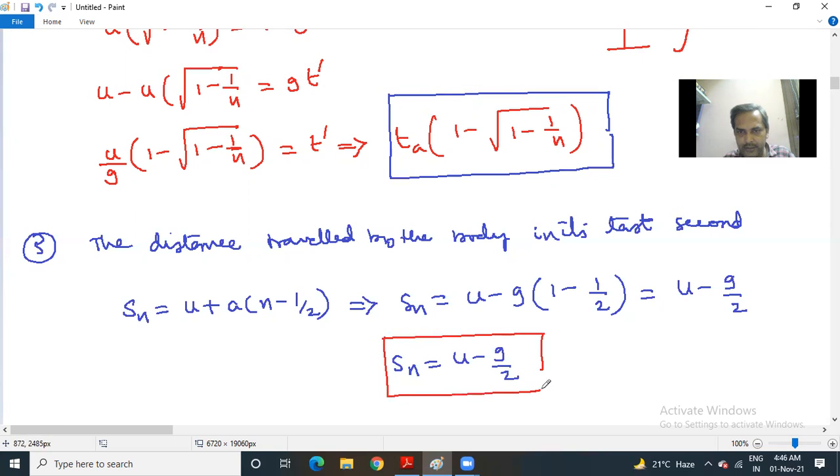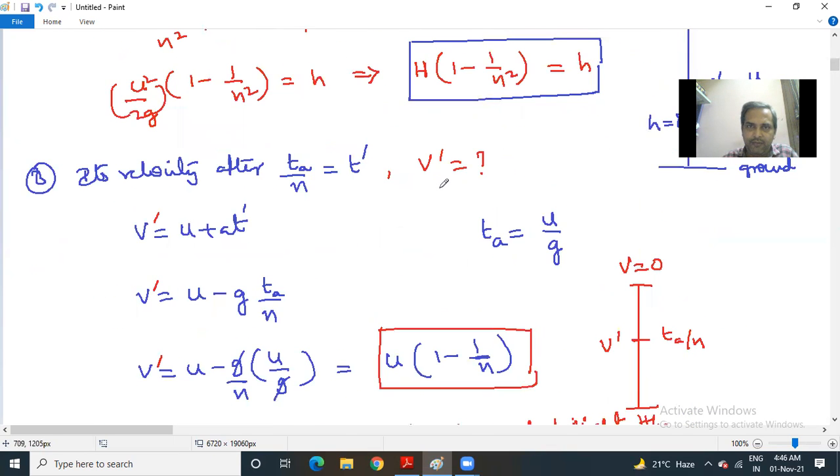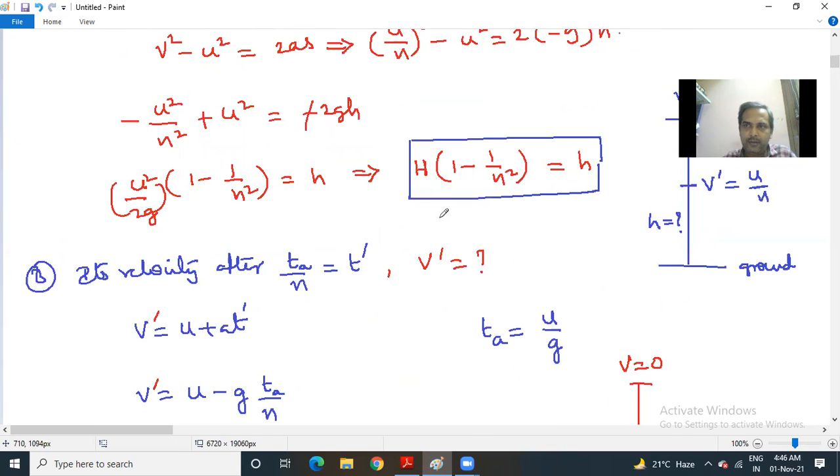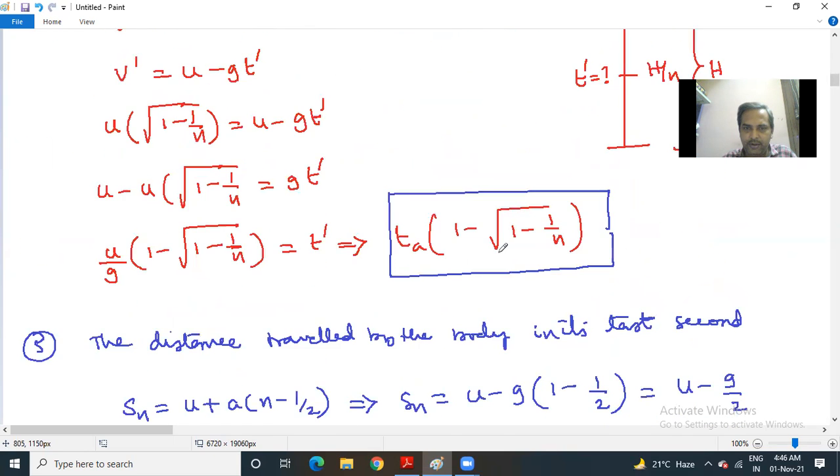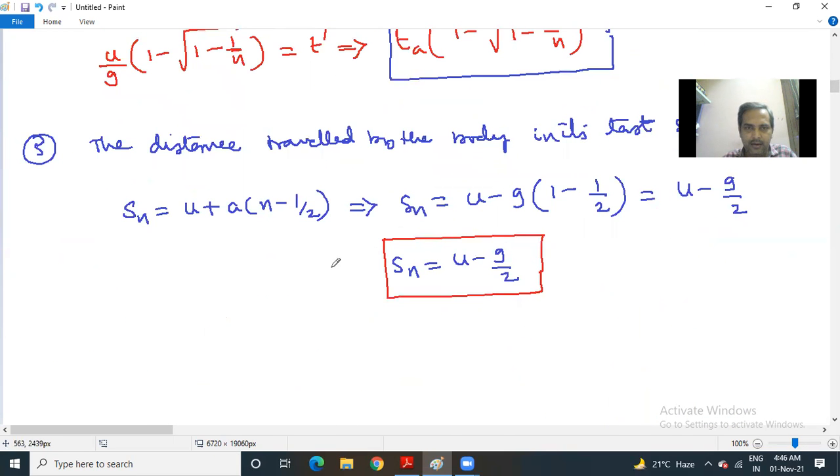Remember in all these 5 equations, if you know the value of u and n, after the nth part of total height or nth part of velocity, so if you know the value of u, you can find out numericals for all these 5 equations.